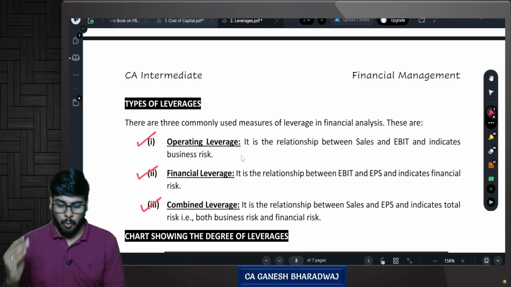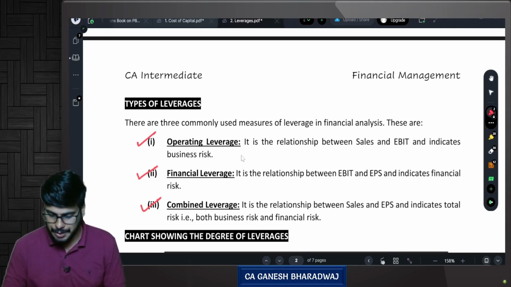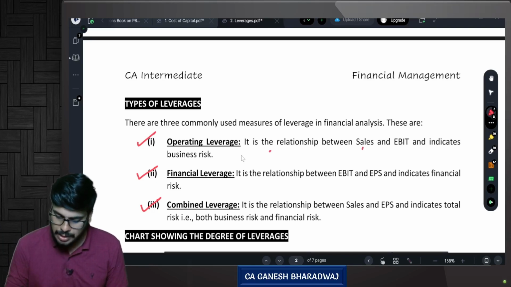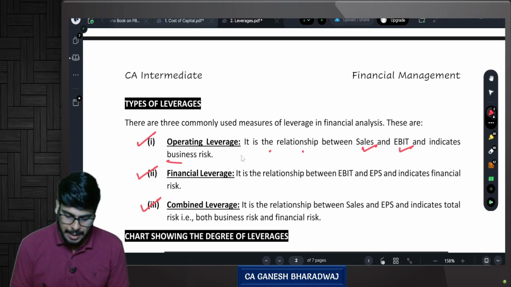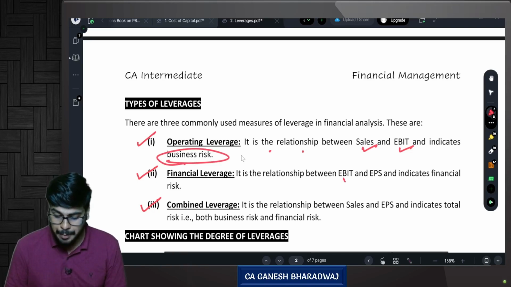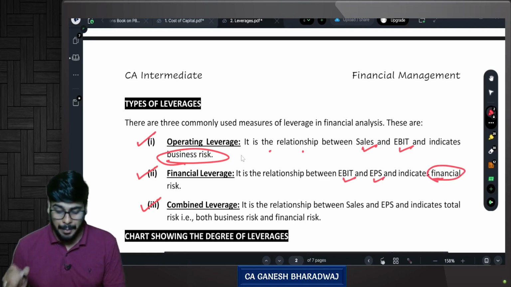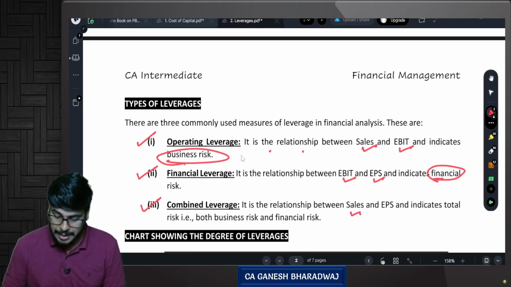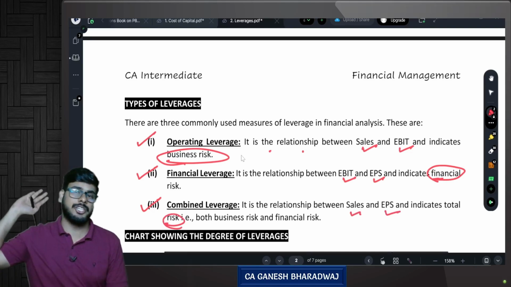Yes. Now, what do you mean by operating leverage? It shows the relationship between sales and EBIT and it indicates business risk. Financial leverage shows the relationship between EBIT and EPS and indicates financial risk. Combined leverage shows the relationship between sales and EPS and indicates the total risk. Over. That's all. Chapter over.